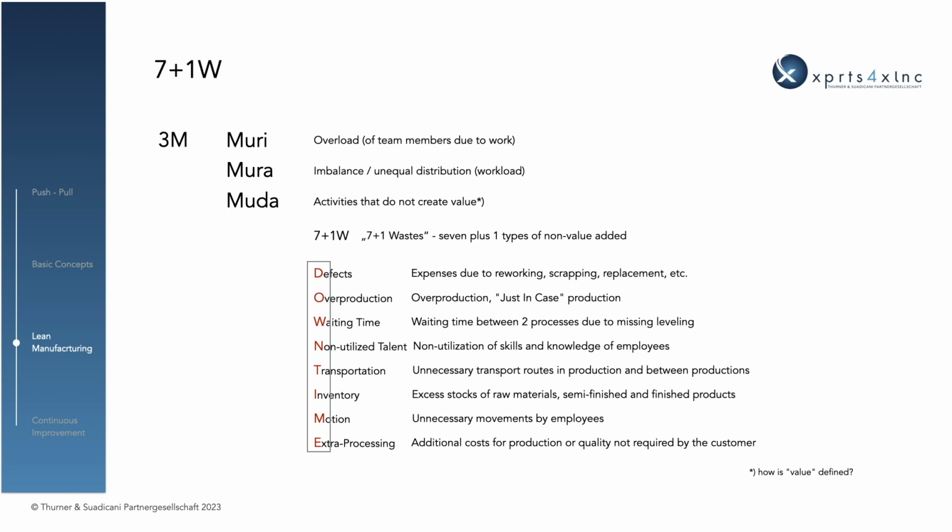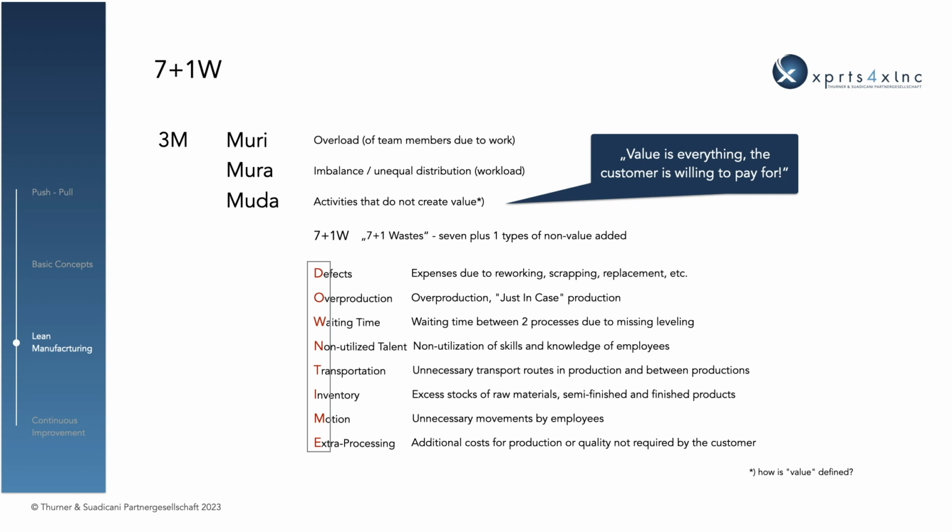Now let's come back to the question, how value is defined. A simple but powerful definition is: value is everything the customer is willing to pay for. Now let's have a look at the 7+1 kinds of waste in detail.